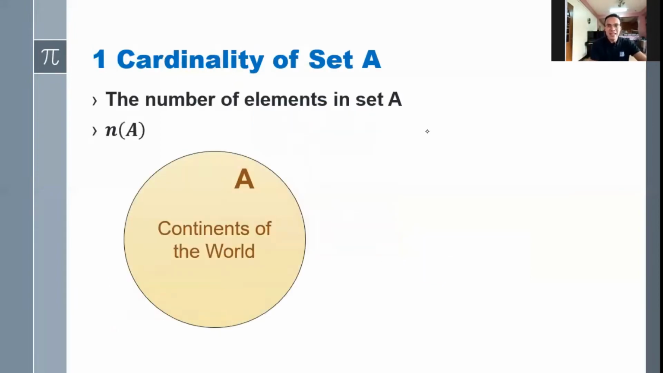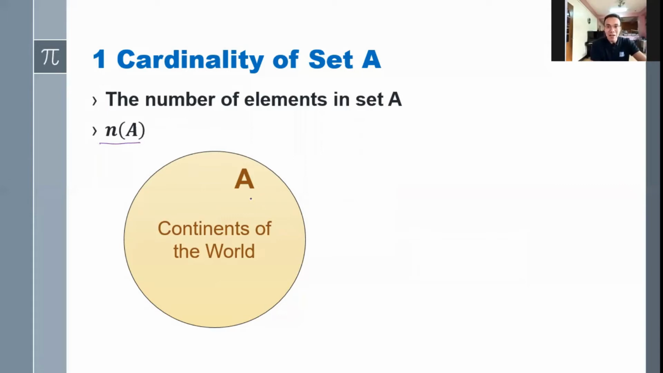What is cardinality of a set? Or what's cardinality of set A? The cardinality of set A is just the number of elements in set A, denoted by n of A. If you encounter this kind of notation, it means you're looking for the cardinality of a given set or the number of elements in a set.